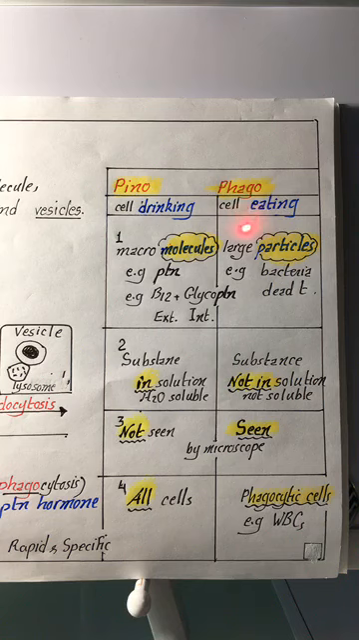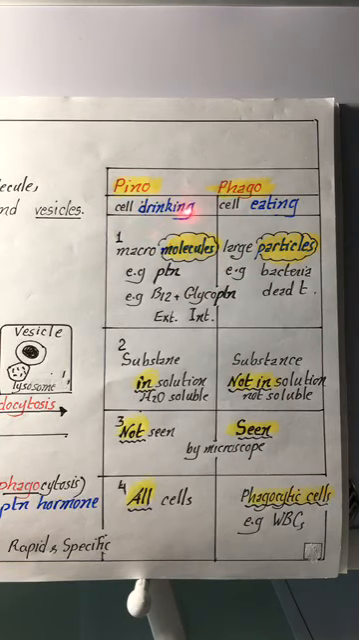But in case of phagocytosis, which we call cell eating, the cell eats large particles like bacteria or dead tissue. Here, bacteria and dead tissue are not in solution, not soluble in water. So you can see these bacteria or dead tissue under the microscope, seen by the microscope. So we call it phagocytosis. Let's compare between them in 4 points.